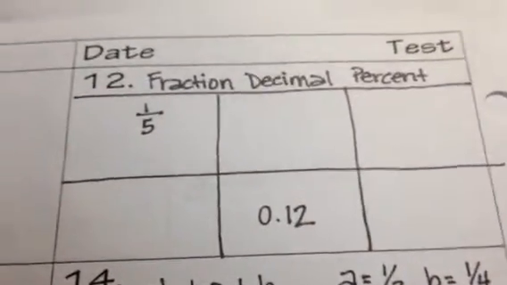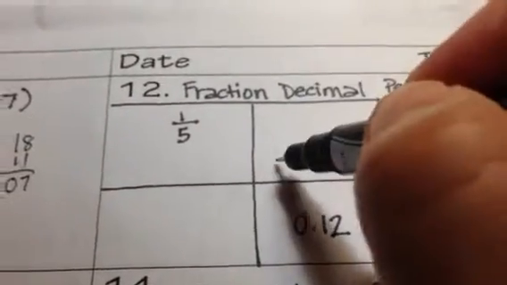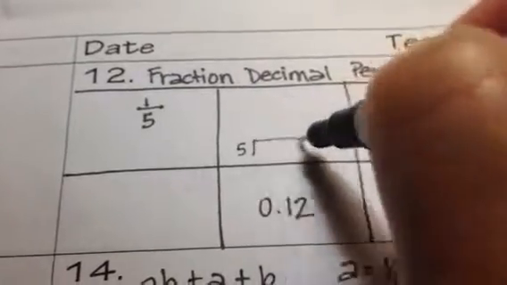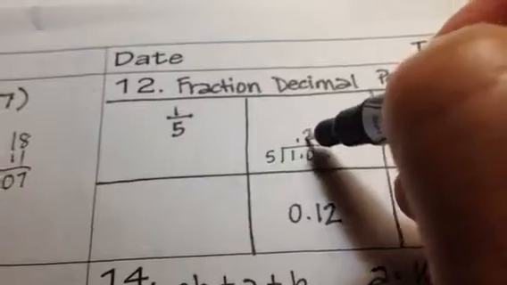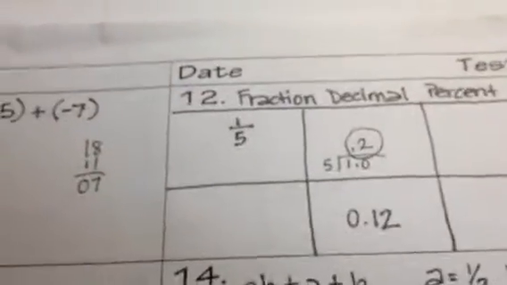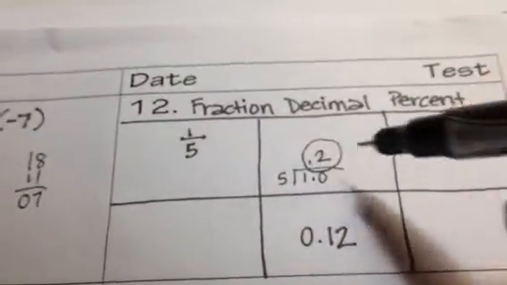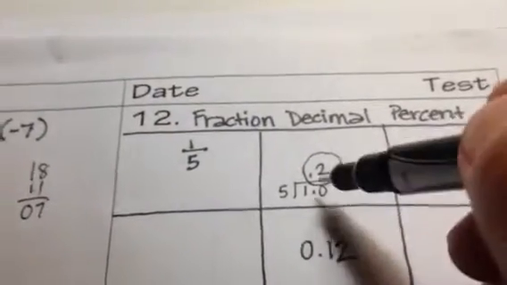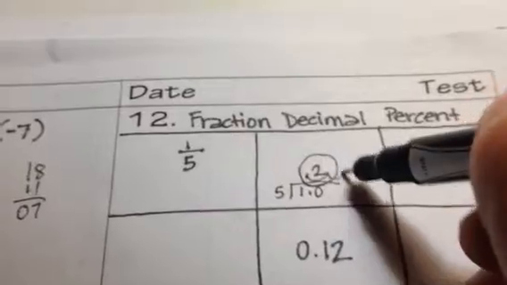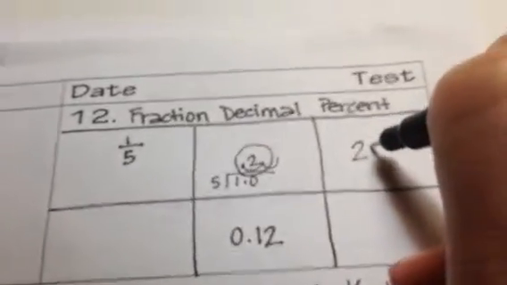1/5 is the fraction. How do I figure out the decimal? I divide 5 into 1. Well, it can't go, but it can go into 10, so it's going to be point what? 2. 0.2 is my decimal. Take 0.2, multiply by 100 to get our percent, and what's going to happen here is going to go zip, zip. It's going to be 20%.